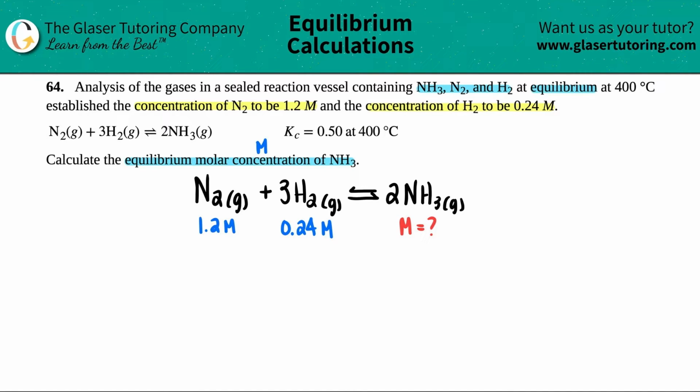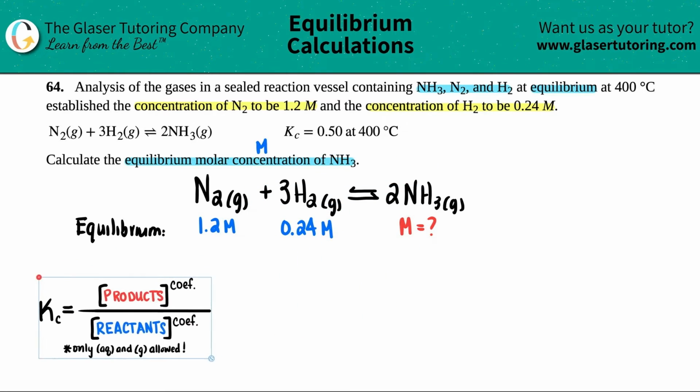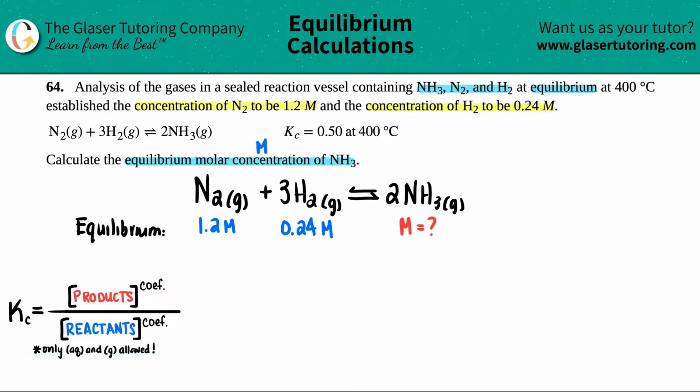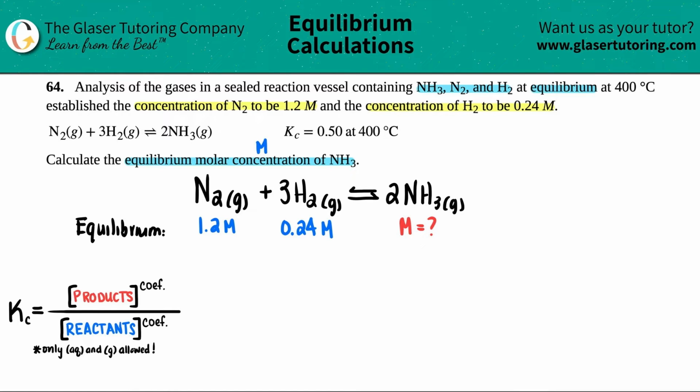Well, they said that all of these were at equilibrium. So that's beautiful because if we have equilibrium values, we can use our Kc expression. Remember, the Kc expression is this general formula of products divided by reactants. So maybe I'll bring this up here and write our specific Kc equation for this reaction. And just remember, only aqueous and gases are allowed. No solids or liquids, so always check those states. But here they gave me a gas, a gas, a gas, so we are good.